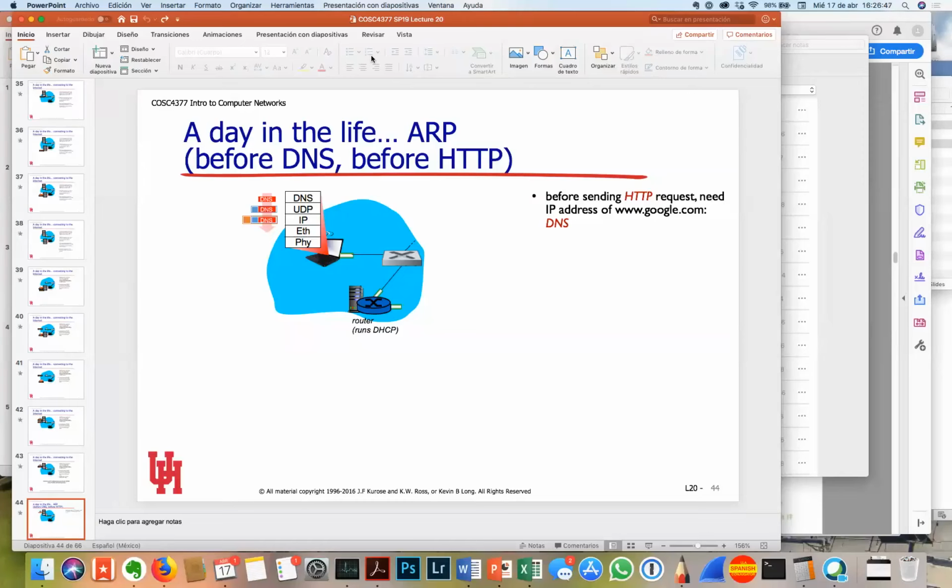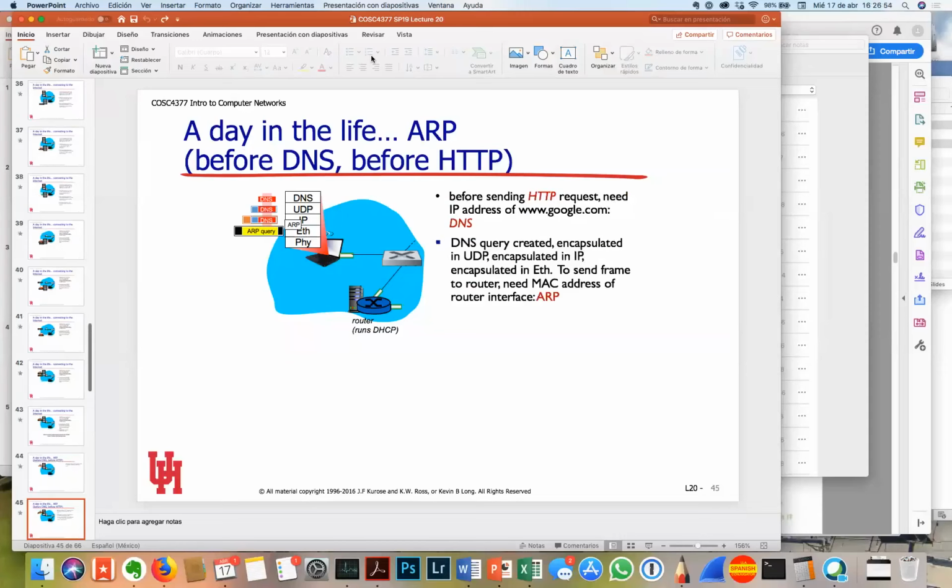And in order to send it to Google, first I have to figure out what is that server's IP address. So I send DNS out. I get part of the way down, and I realize I've been given the name of and the IP address of the DNS server, but I don't know the DNS server's hardware address. And remember, I'm going to DNS to get the IP address of Google.